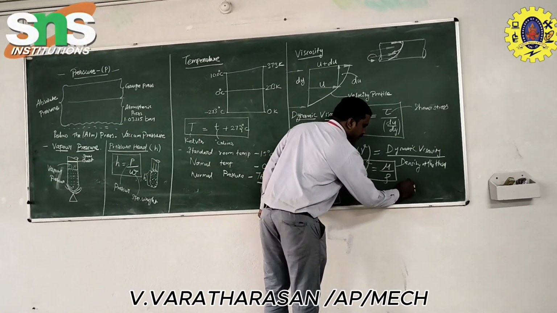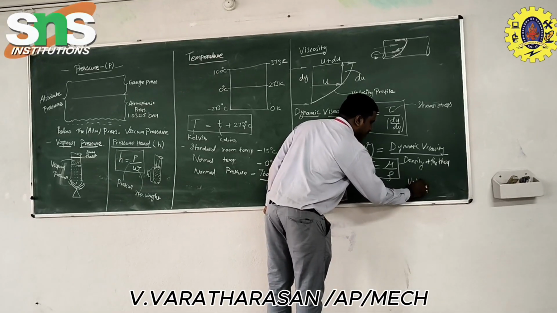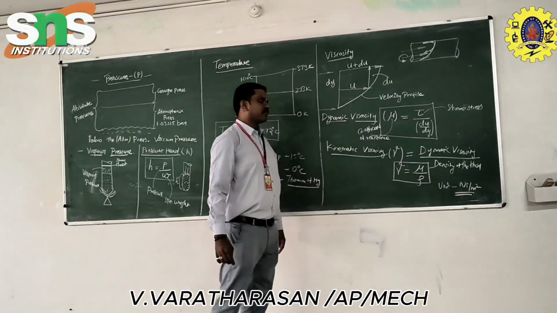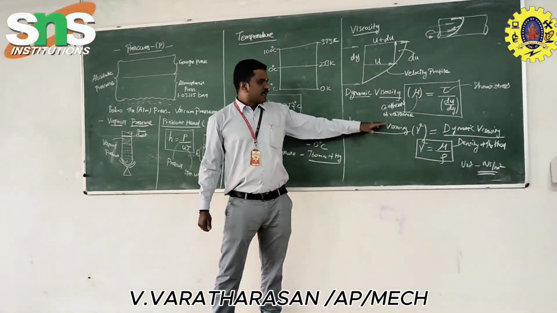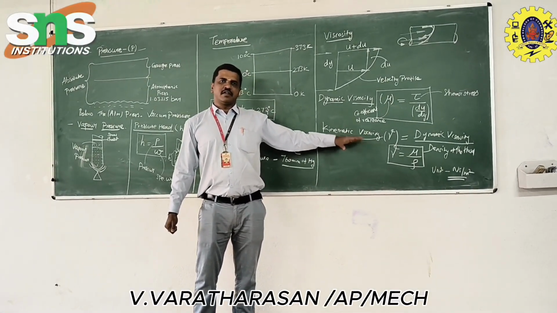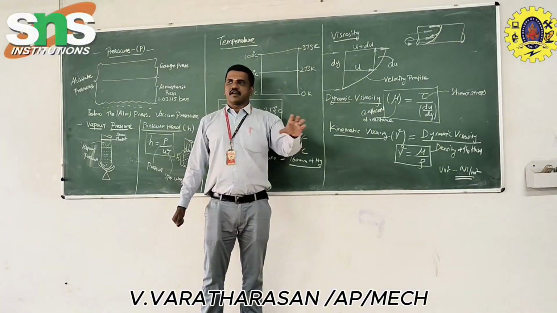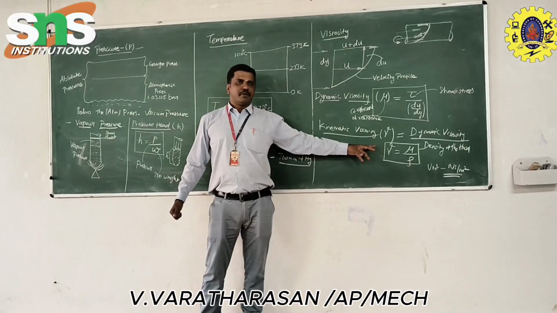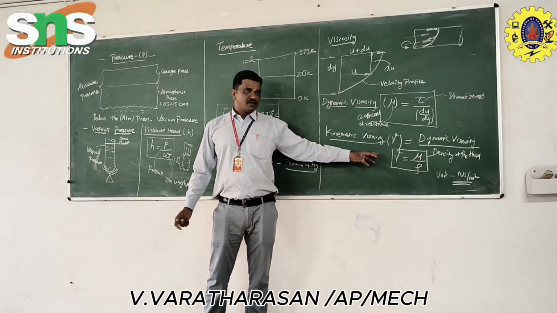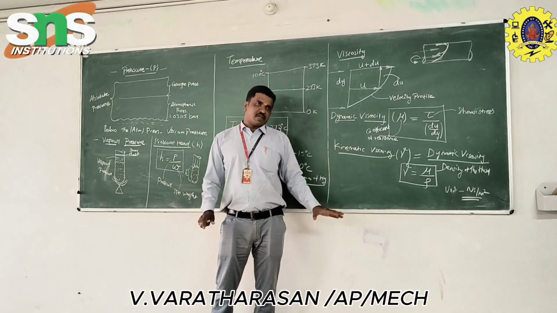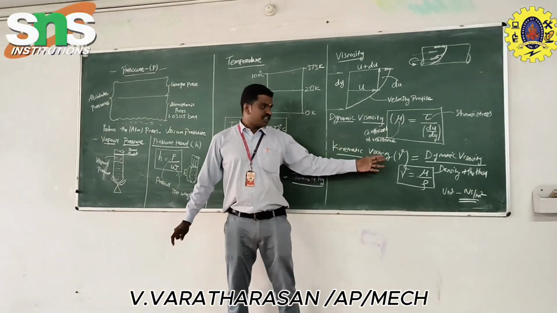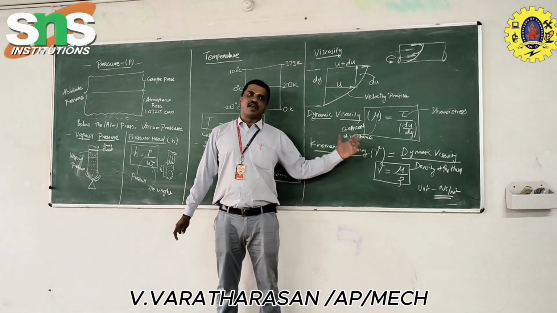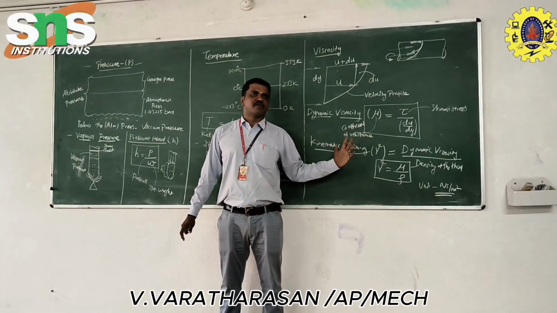What is the unit here? The unit of kinematic viscosity is Newton seconds per meter square. Normally, in fluid-based applications like the petroleum and oil industries, we use kinematic viscosity with this equation to find the viscosity level of fluids like petrol, oil, gas, diesel, and similar liquids.